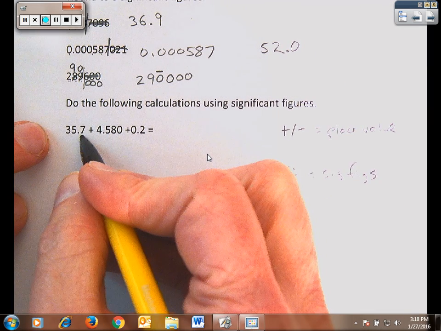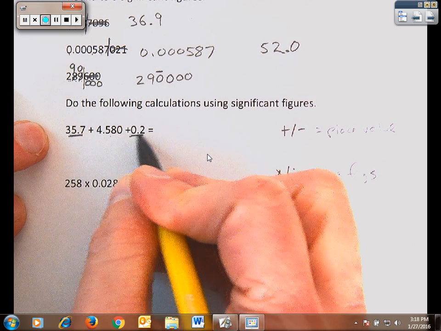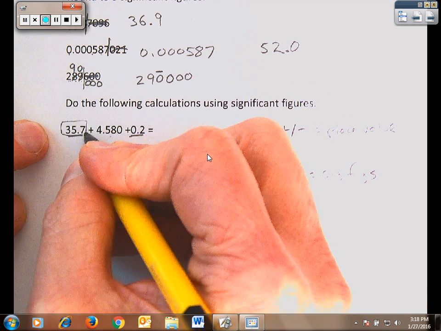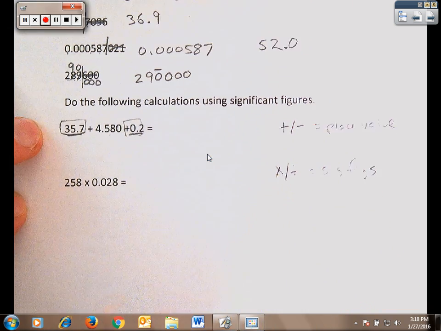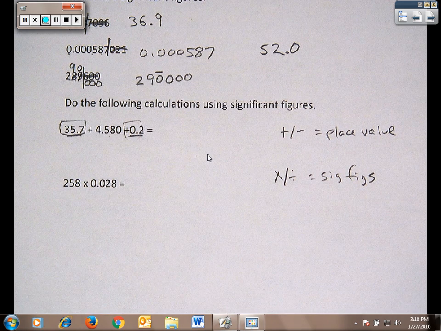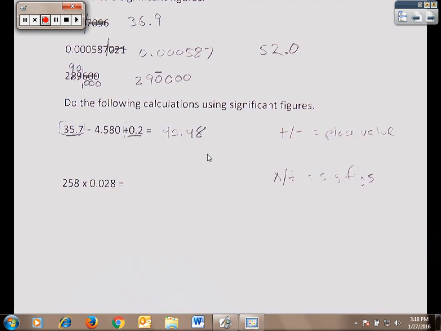This has 1 number after the decimal point. This has 3 numbers after the decimal point. This has 1 number after the decimal point. We can consider both of these to be our limiting factors. They have 1 number after the decimal point, so the answer has 1 number after the decimal point. So 3.57 plus 4.580 plus 0.2 gives us a calculator answer of 40.48.